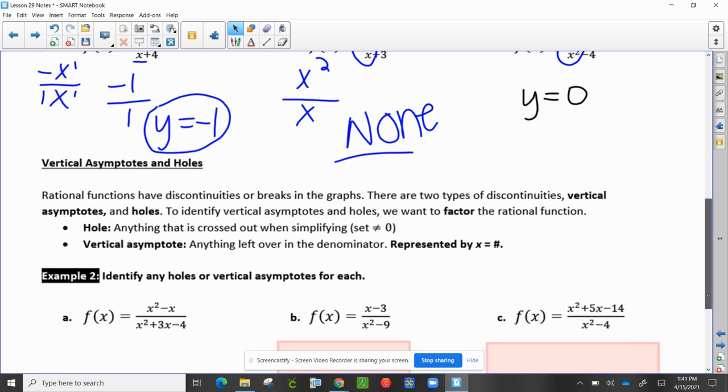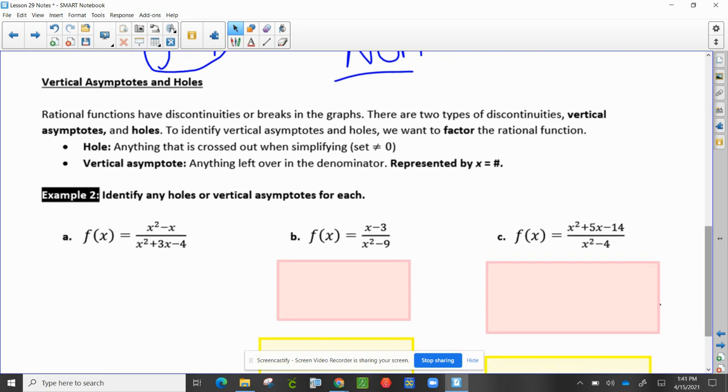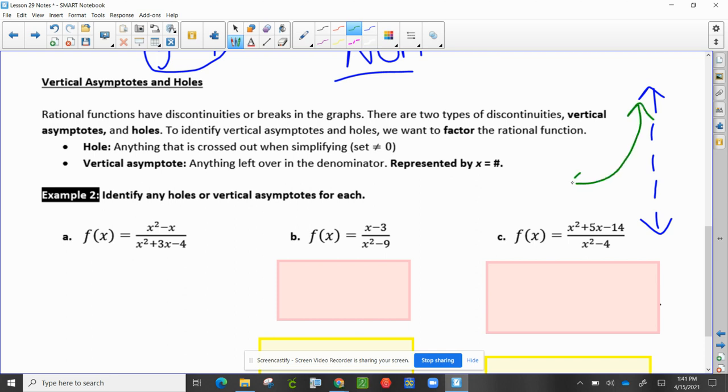Now the next part we did in class already together, but that's the vertical asymptotes and the holes. Rational functions have discontinuities or breaks in the graph. There are two types of discontinuities: vertical asymptotes, which again would be a vertical line. If I draw one in here, like this, it'd be a line that the function could approach but never actually cross or touch, like that maybe. And the other one would be a hole.